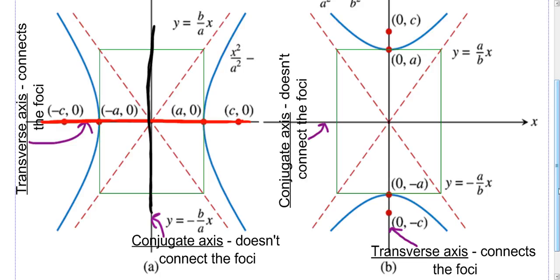The other thing you need to notice is that a is always the distance from the center to the vertex. b, you're going to have this little imaginary box. This distance is b. Notice that in this particular picture, b is longer than a. So in hyperbolas, a does not have to be bigger than b. a just has to be the one on the axis that connects the foci, the transverse axis.